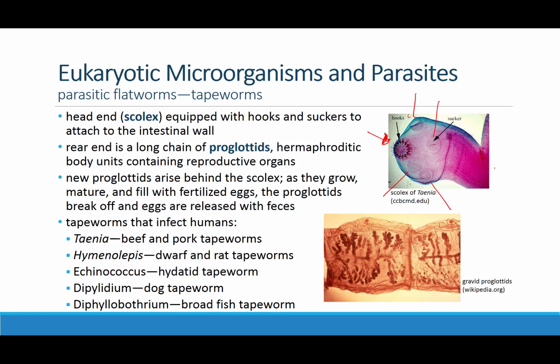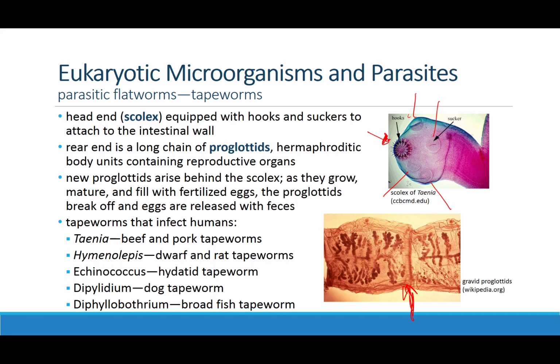Eventually the connections between the proglottids weaken, and as the host is passing feces, proglottids will break off, or they will break open because the tissues of the proglottids become very weak as well, and that releases the eggs with the feces. So there's a bunch of tapeworms that infect humans.